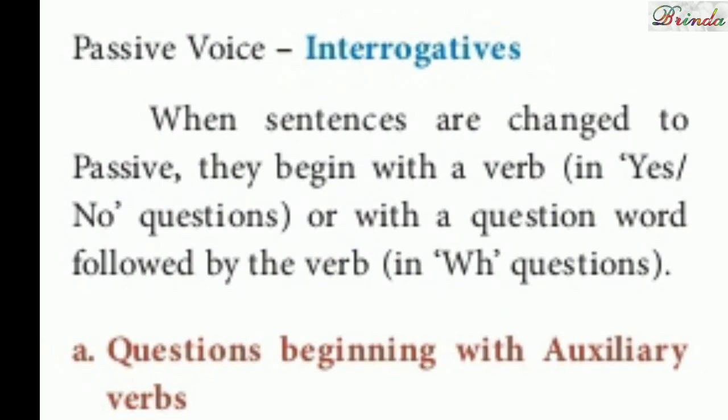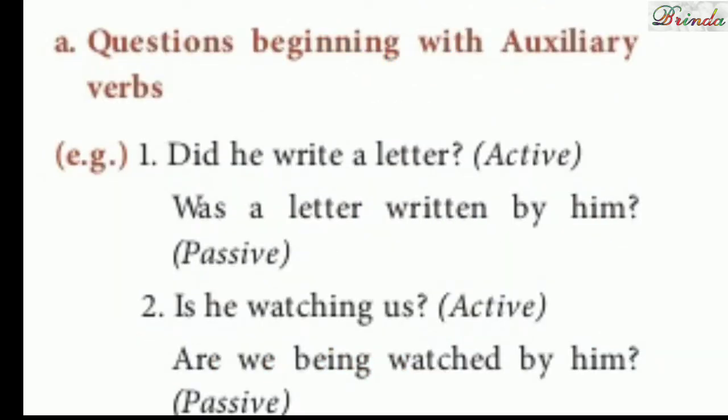Okay, when sentences are changed to passive, they begin with the verb in yes or no questions, or with the question word followed by the verb in WH questions. For example, WH questions are why, what, how, when, where, like that. The other type is auxiliary verb questions, am, is, are, was, were, have, has, had and so on. So, did he write a letter? This is active voice. When changing to passive voice, was a letter written by him? Next one, is he watching us? This is active voice. When you change it into passive voice, are we being watched by him?